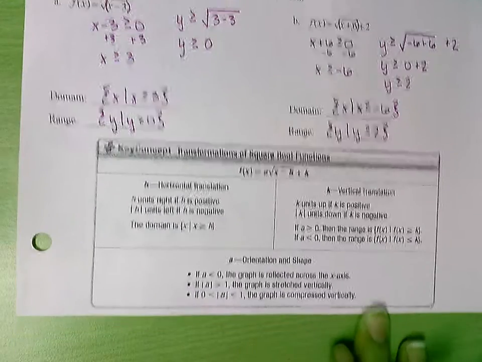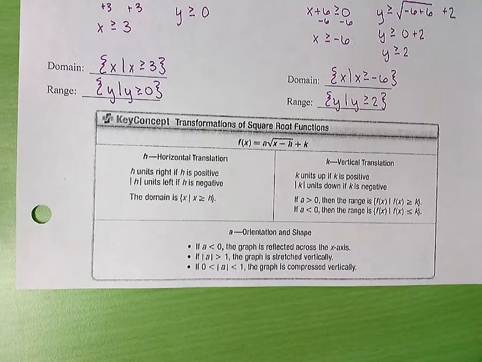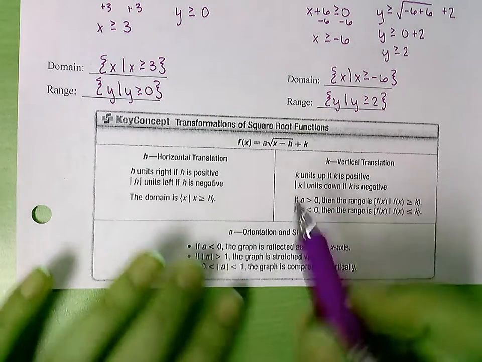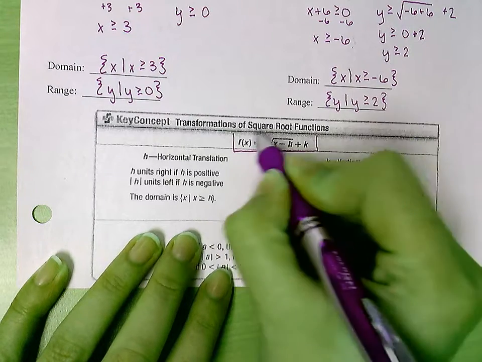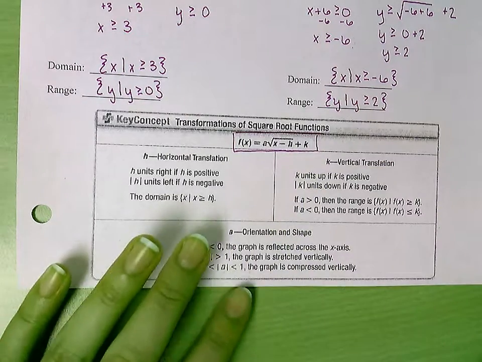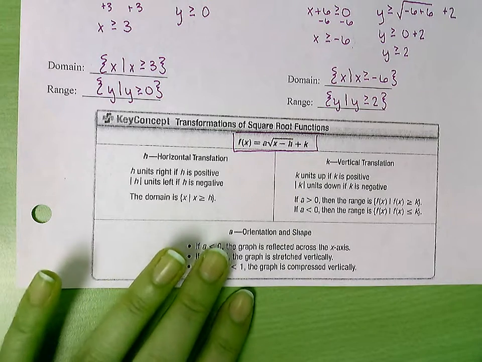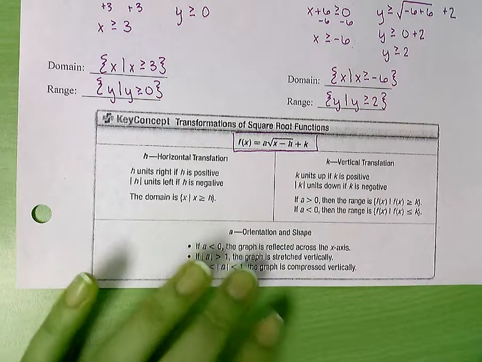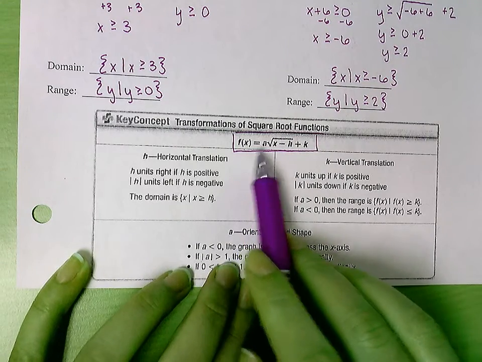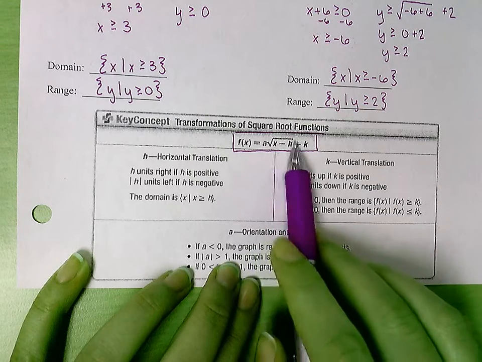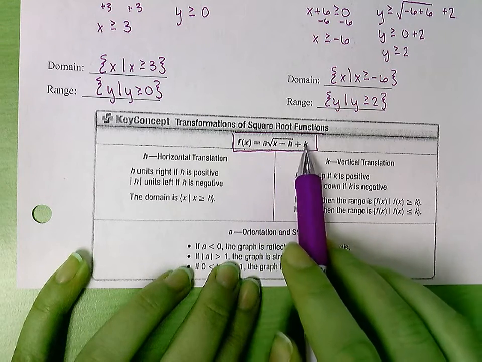So looking at the bottom here, we have some transformations for square root functions. Looking right here, this is what you're going to base everything off of. So you have f of x. We're paying attention, please. We have f of x equals a times the square root of x minus h plus k.